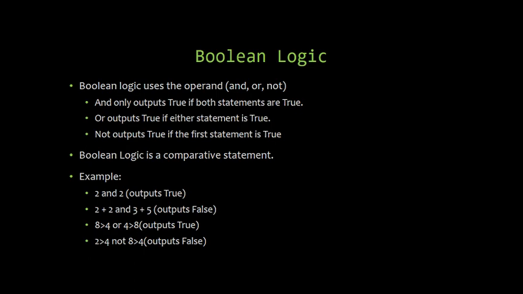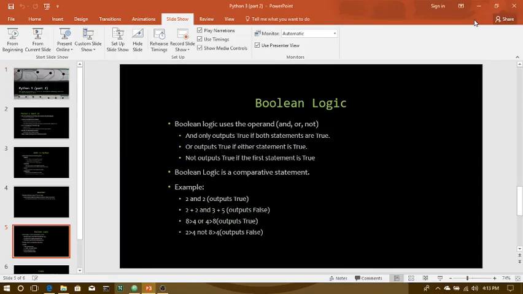And also, Boolean logic is not a normal statement. It is a comparative statement. It compares two statements and outputs the result. So, for example, 2 and 2 would output true because both of those are equal. 2 plus 2 and 3 plus 5 would output false because one of those is false and one is true. 8 is greater than 4 or 4 is greater than 8 would output true because one of those statements is true. And 2 is greater than 4, not 8 is greater than 4, would output false. And I actually just realized I have another typo, so I'll provide you guys with an example through my IDE.